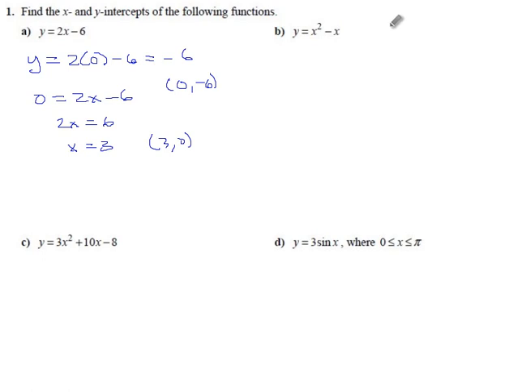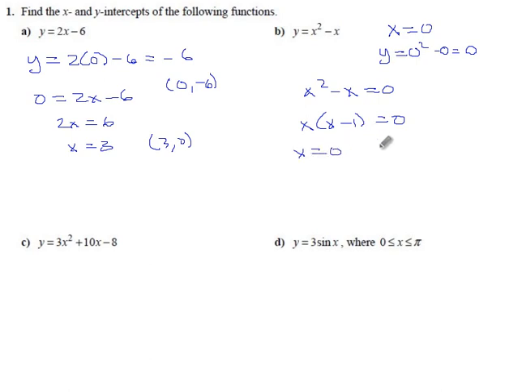For x squared minus x, which is a parabola opening up, if we put in x equals 0, we get the y-intercept, which is 0 squared minus 0 equals 0. And if we say y equals 0, we get x squared minus x equals 0. Factor it. And so either x equals 0 or x minus 1 equals 0, which means x equals 1.